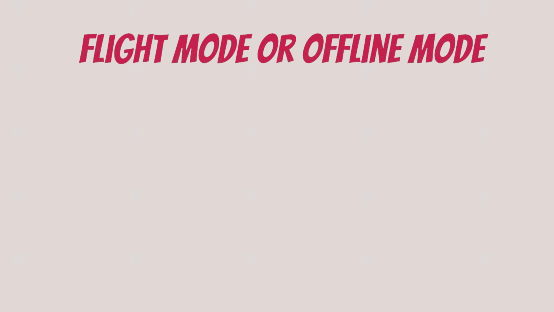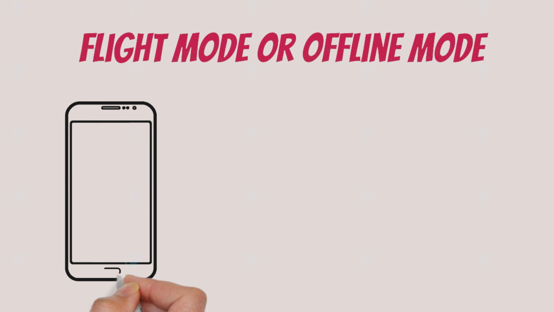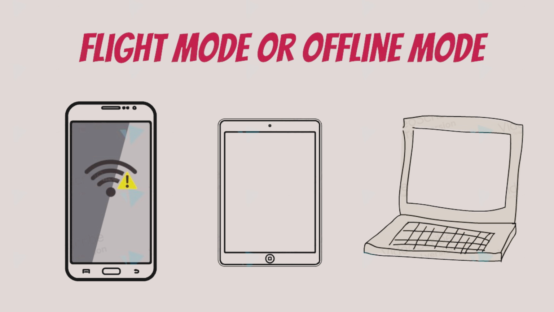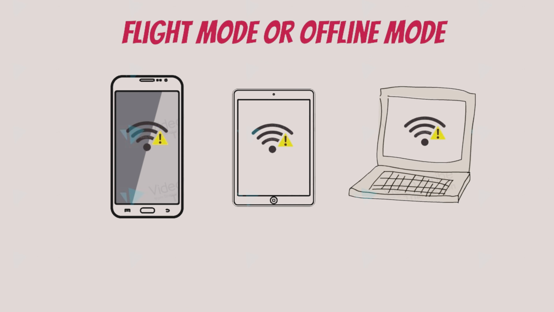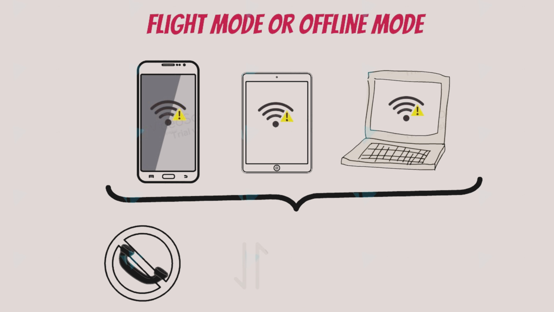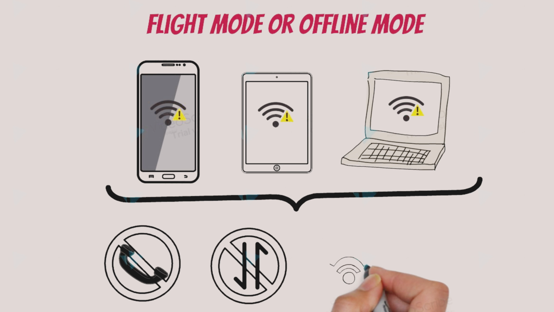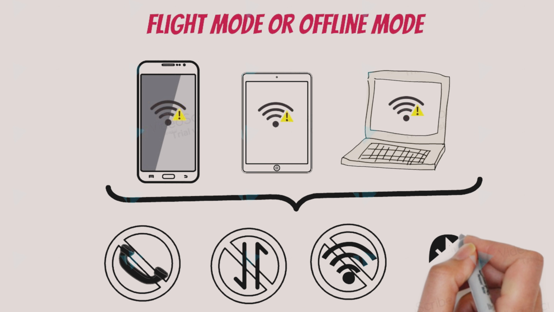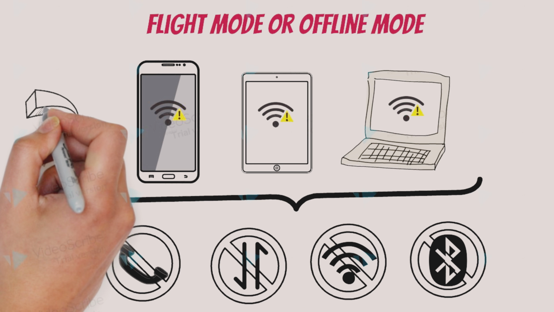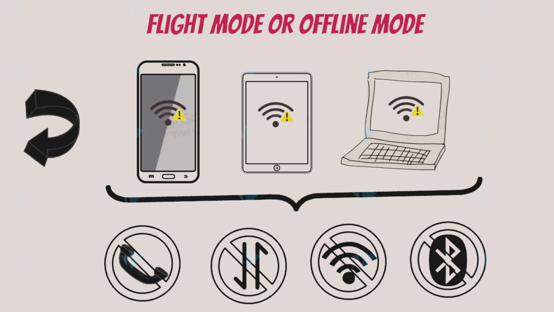Airplane mode, also known as flight mode or offline mode, is a setting found on almost every modern smartphone, tablet, and laptop. When you activate airplane mode, your device immediately stops all forms of wireless communication. This means no cellular calls, no internet via mobile data, no Wi-Fi, and no Bluetooth connections, essentially putting your device into a state where it no longer transmits or receives radio waves.